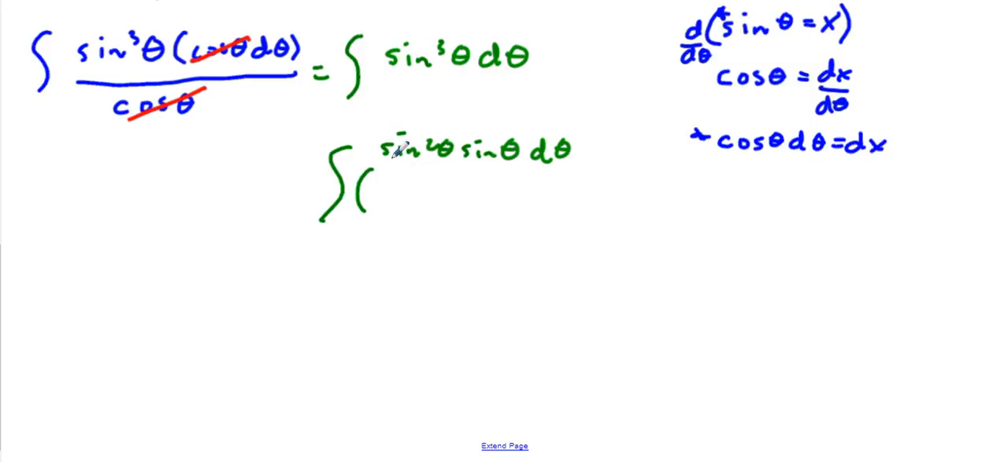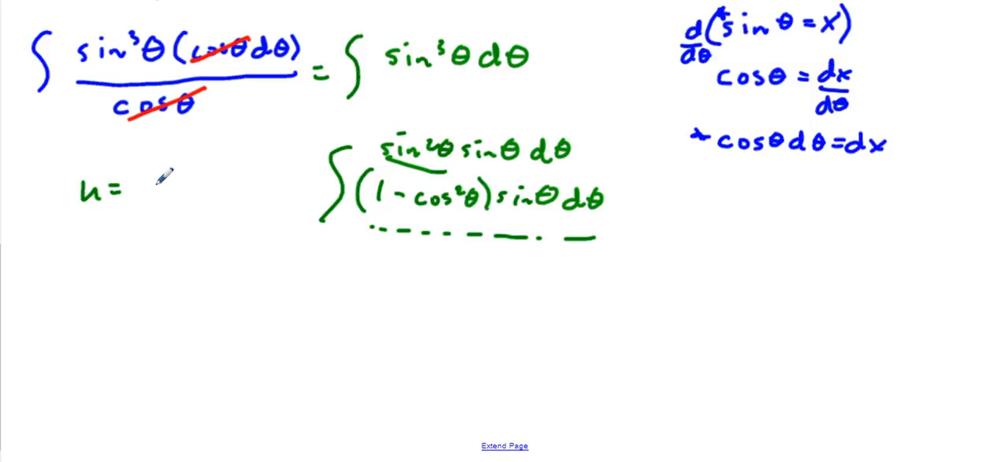From here, sine squared of theta, and the reason why we're doing this, we're going to use a little u substitution. We know that's going to equal 1 minus cosine squared of theta, using one of the trig identities, times sine of theta d theta. From here, we can now use a little u substitution. So I'm going to say u is going to be my cosine of theta, and du is going to equal negative sine of theta d theta. And divide by that, so negative du equals sine of theta d theta.